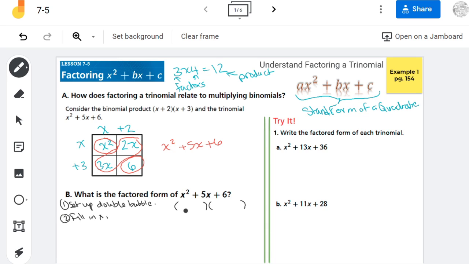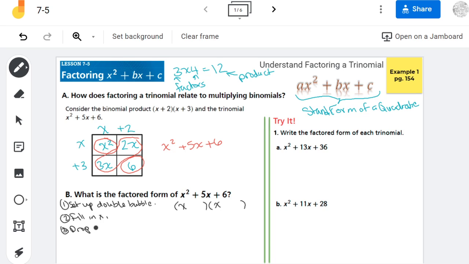Next step is to fill in the x. Now here we have an x squared, and we also have a linear term. That linear term only comes from multiplying an x times a number, and the x squared comes from multiplying an x times an x. So on any of these cases where a is equal to 1, we will always have an x in each bubble at the front.